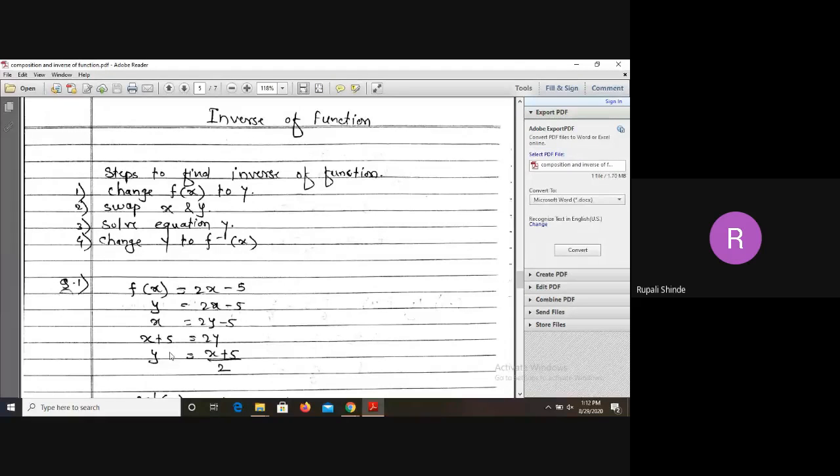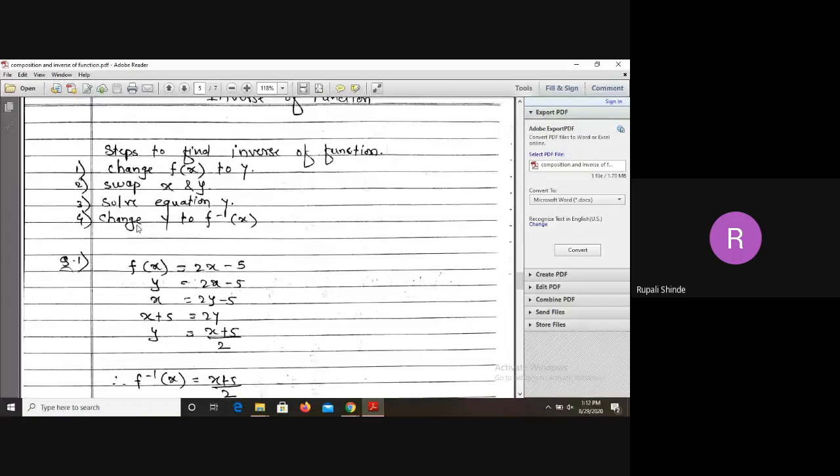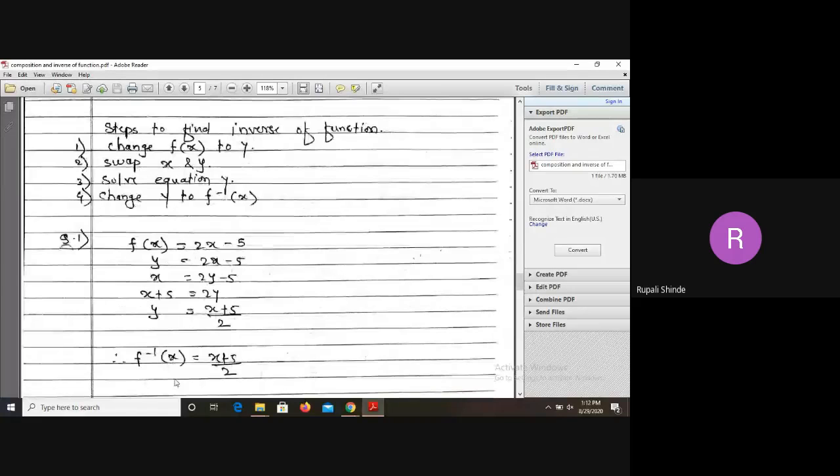Now we have obtained an equation that is in form of y, that is only y is there at LHS. Now what is the next step? We have to change y to f inverse of x. So replace this y by f inverse of x. That's why inverse of this given function, that is f inverse of x, is equals to x plus 5 divided by 2. So in this way we can find inverse of function.